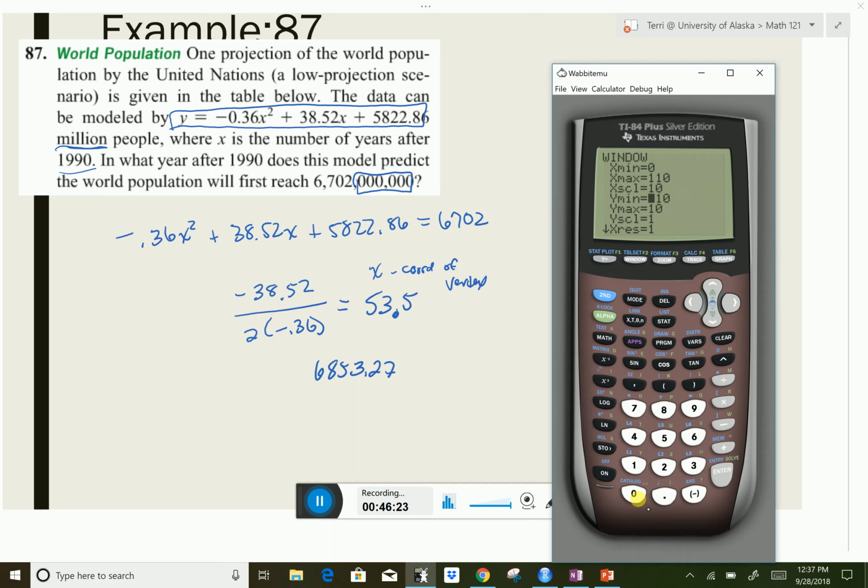And y-min, well, definitely don't need to go anything below 0 at all. And I know this is the maximum is 6,853,000,000. So I'm going to say at least 7,000. We'll make this 500 to make it look nice. And let's graph it.